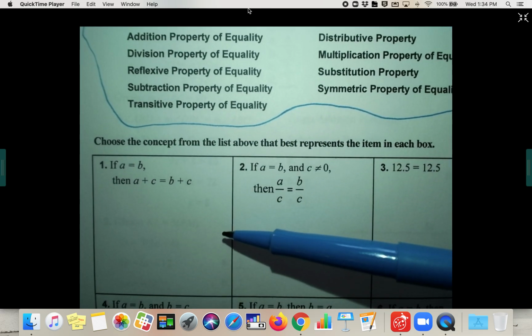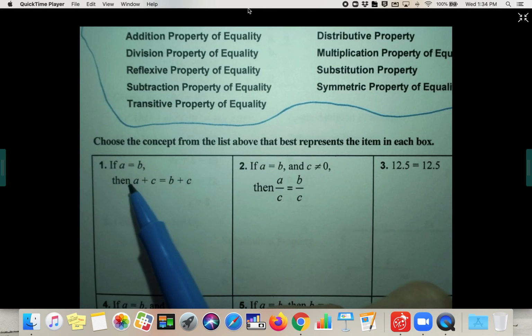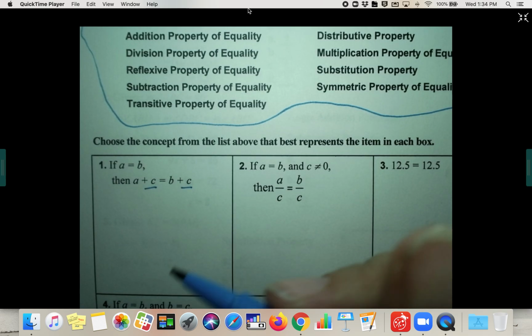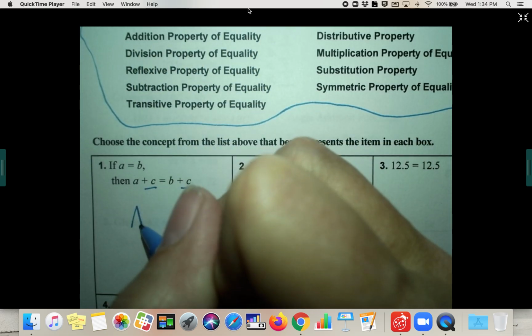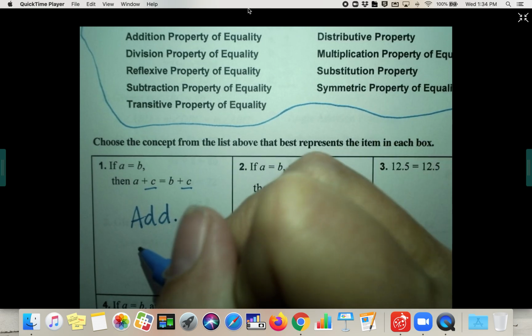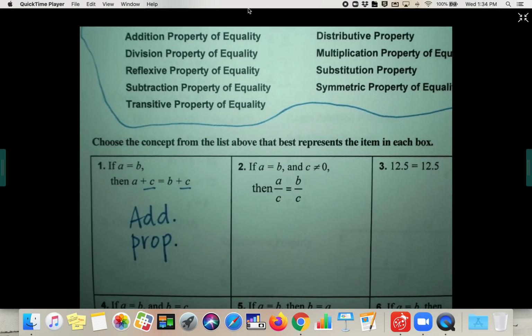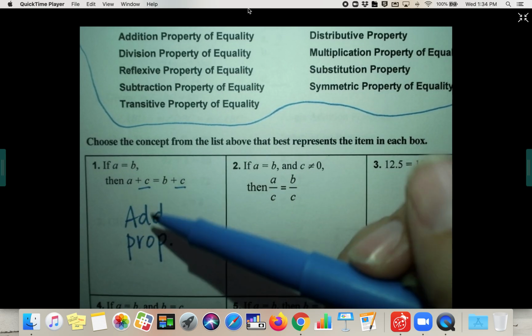Let's go ahead and look at number one. If A equals B, then A plus C equals C plus B. So what they're doing there is they're adding C to both sides. So if they're adding C to both sides, this one is an example of the addition property of equality. So I'm going to abbreviate addition property. Actually, of equality is on almost all of these, so we'll just assume it's of equality, but addition property is fine.